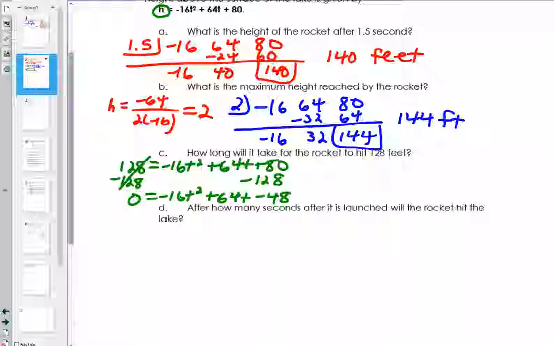Quadratic formula, which you could use right now if you wanted. You have to make it equal to 0 first, but A would be negative 16, B would be 64, and C would be negative 48. Gives you some big numbers, but it'll work. Or what was the other common method? It starts with an F and ends with factoring.